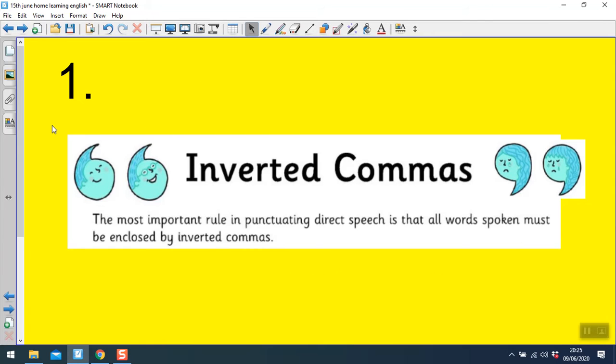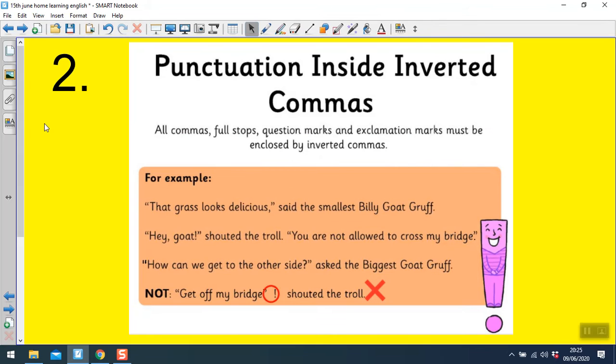So the first rule is that all spoken words must be enclosed by inverted commas. And we tend to have two, so a pair of inverted commas at the beginning of the speech and a pair at the end. The second rule is that punctuation needs to go inside the inverted commas, and you have a comma, a full stop, a question mark, or an exclamation mark inside the inverted commas.